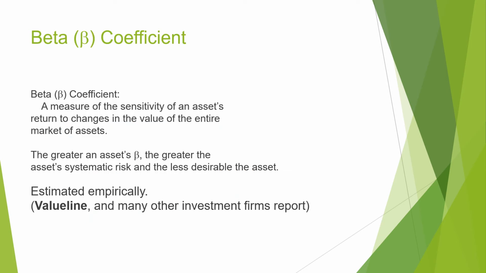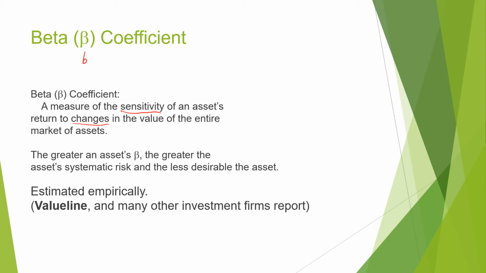Now, let's talk about beta coefficient. In textbook, this is written like this, lowercase b. Beta coefficient is a measure of sensitivity of an asset's return to changes in the value of the entire market of assets. So greater beta means greater systematic risk.